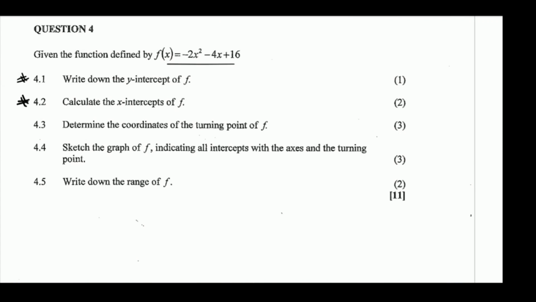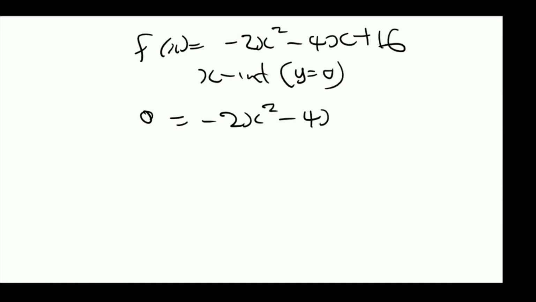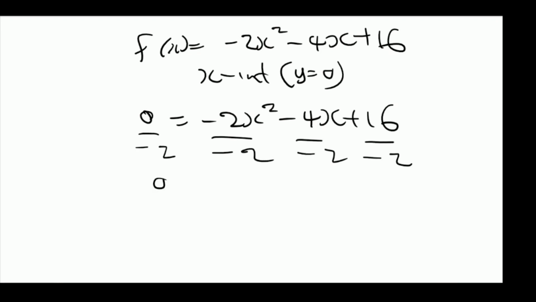So now 4.2, we are asked to find the x-intercept of f. So your f of x being equal to minus 2x squared minus 4x plus 16. The x-intercept is when y is equal to 0, so 0 is equal to minus 2x squared minus 4x plus 16. Then we divide by negative 2 on all sides. We have 0 is equal to x squared plus 2x minus 8, right?